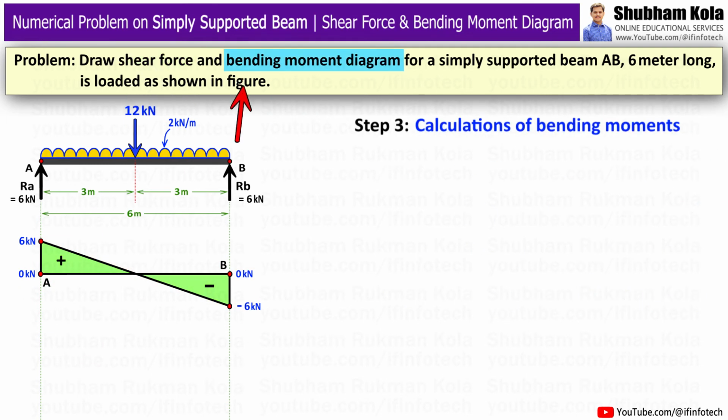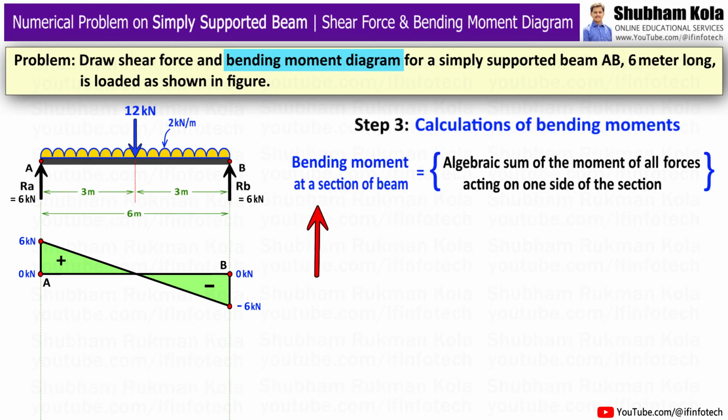Now the next step is calculations of bending moments. So the bending moment at a section of beam is calculated as the algebraic sum of the moment of all the forces acting on one side of the section. So to calculate these moments, we can start either from left end of beam or from right end of beam. Here I will start from left end of beam.